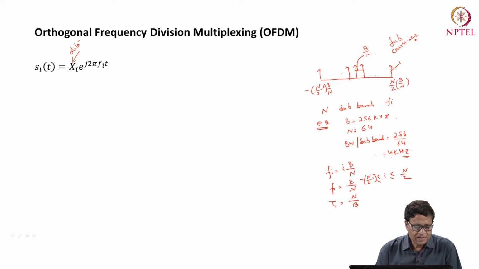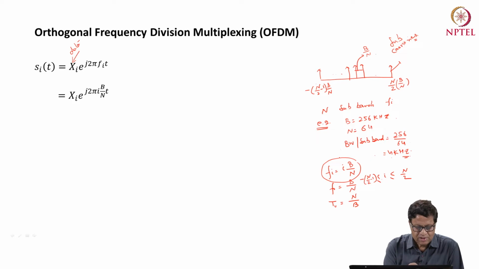So Xi is the data on the Fi subcarrier. So si(t) will be Xi times e raised to j 2 pi Fi t. And I can write Fi as i b by n, so Fi is equal to i b by n, times t.